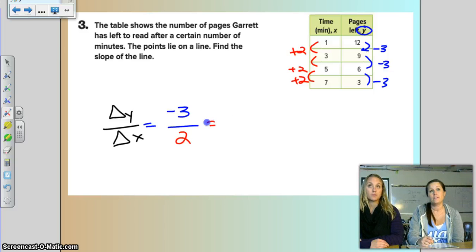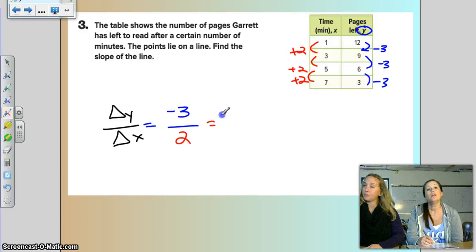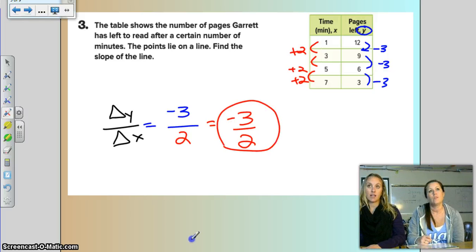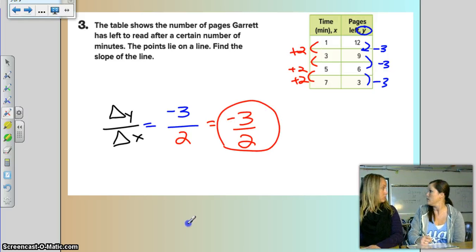Now, is this my final answer? Should I change it to a mixed number? No, no, no. Guys, slope is great because you leave it as an improper fraction. Yes, we love that. Okay, now, can we relate it, interpret it?